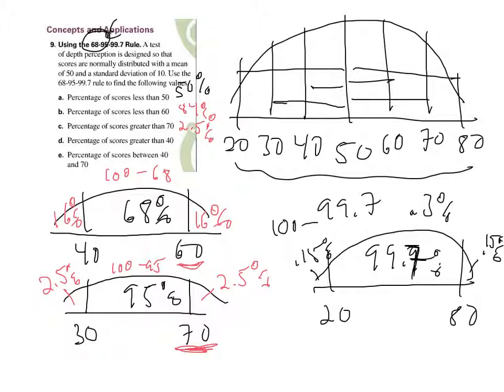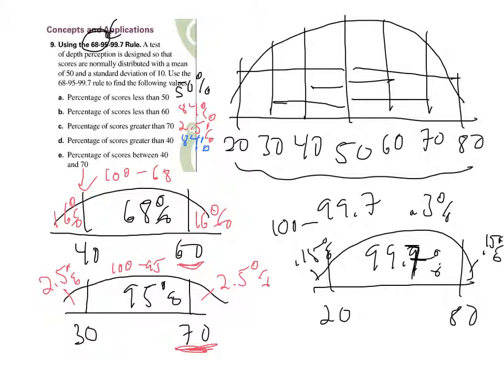Greater than 40. Well, 40 is 1 standard deviation below the mean, and they're asking us to find the percentage of the population that's above that. Well, isn't that the same percentage as below the 60? So I could do 100 minus 16, and that would give me above it, or I could just think back to what I did a minute ago, and that would also be 84%. And between 40 and 70, now that starts to be a little trickier.